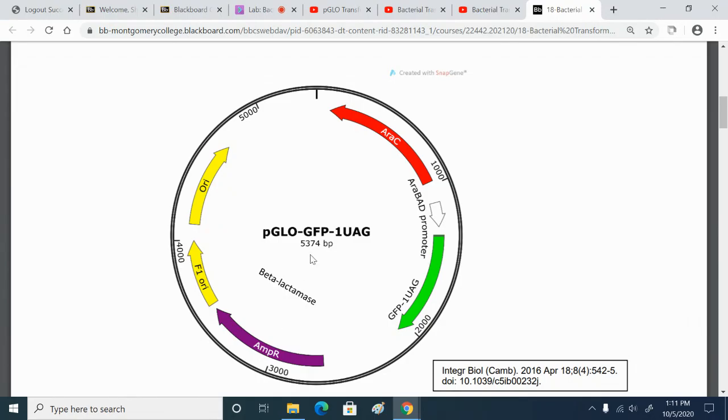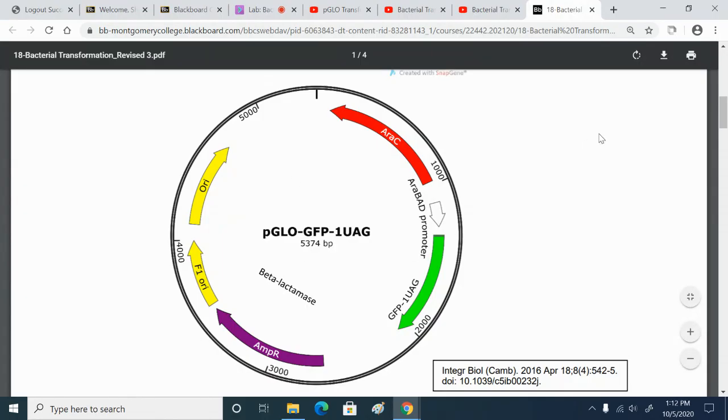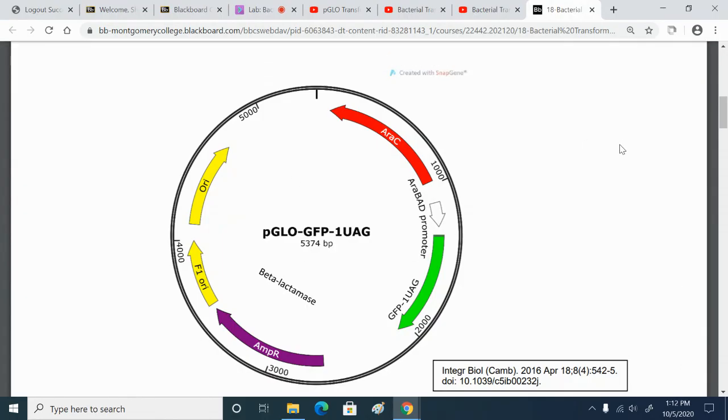The beta-lactamase gene and the ARAC gene are under the control of ordinary promoters, so RNA polymerase can hop on and start transcribing. But the GFP gene has a special promoter, the arabinose BAD promoter, or just PBAD for short. So we're going to stick this plasmid into the bacteria by heat shocking them while they're in calcium chloride solution. That will make the membrane permeable so the plasmid can get in.